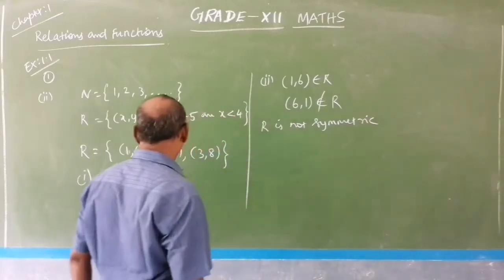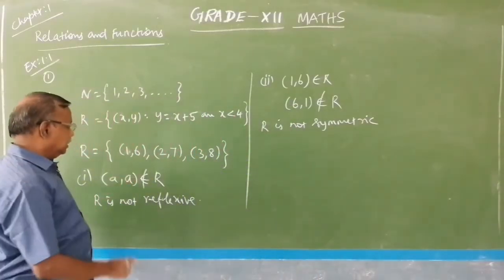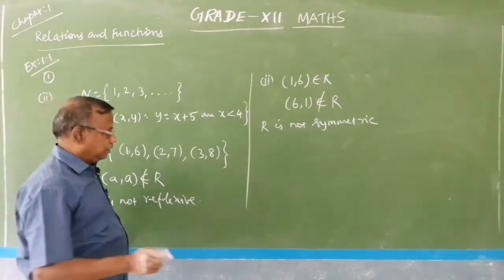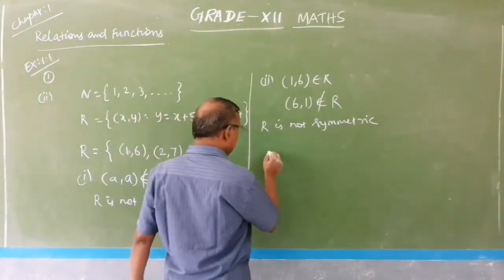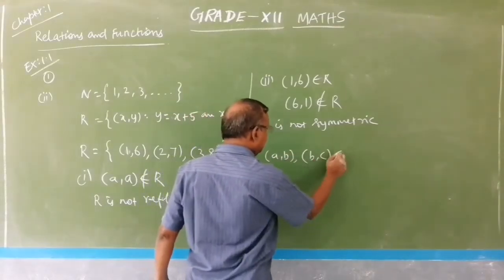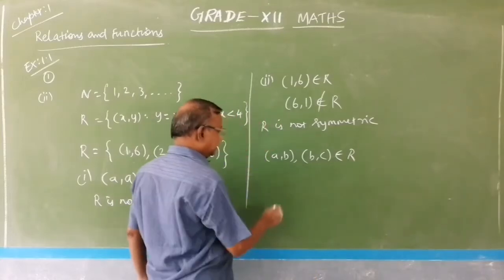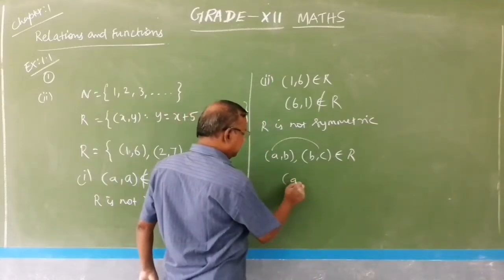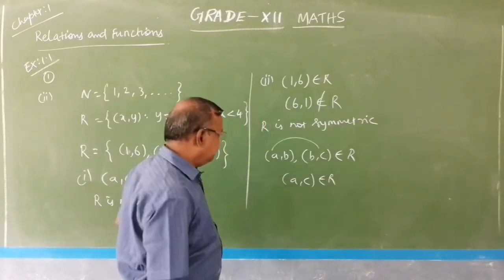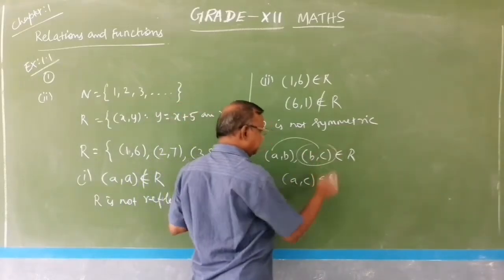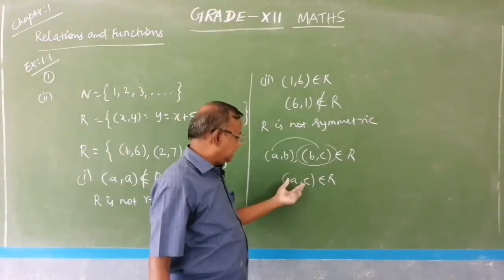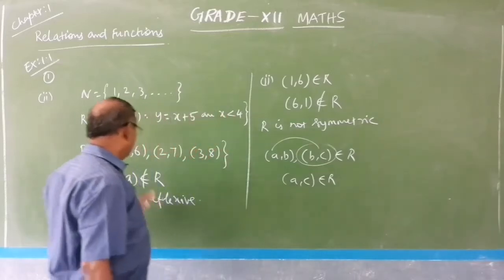And if 1 comma 6 is present, there is no 6 comma something; that is the condition for transitive. If a comma b and b comma c both are elements of R, then we should have a comma c as an element of R. So, this is the condition. If b comma c is not an element of R, there is no necessity for a comma c to belong to R. Here, look at here.